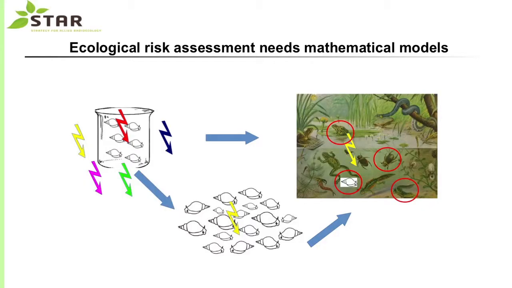As you know, in ecological risk assessment we need mathematical models. So what we do is experiments in the laboratory, as you can see here, for example with snails in a beaker. We stress them with different types of stressors, and then we try to understand what is actually happening in the environment in a little pond like this. And we need some way of extrapolating between those two situations.